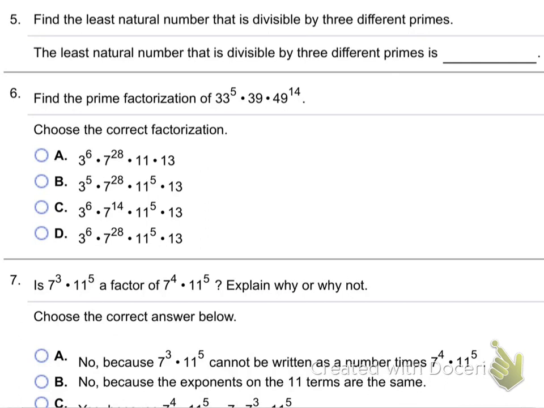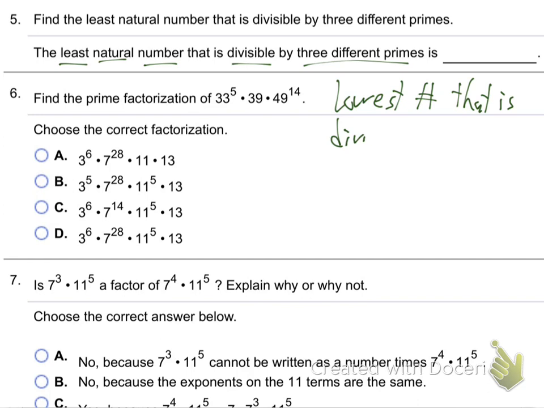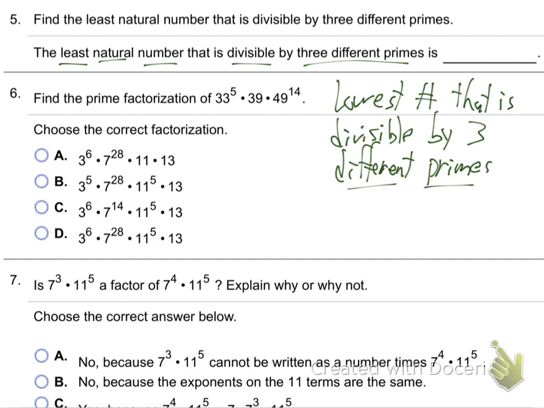So on to 5 we go. Find the least natural number that is divisible by 3 different primes. So that's fancy talk for saying find the lowest number that is divisible by 3 different primes. So find the lowest number possible that 3 different primes go into.